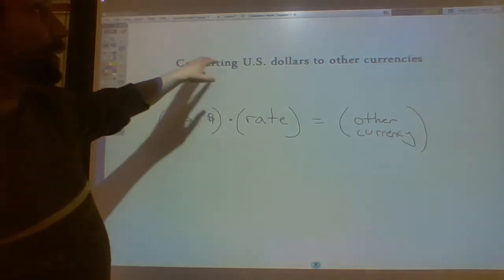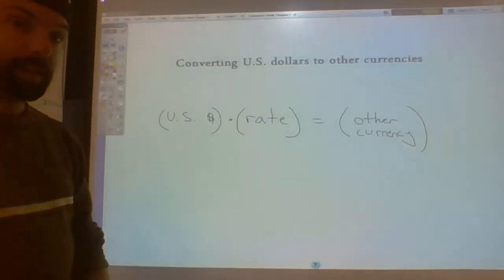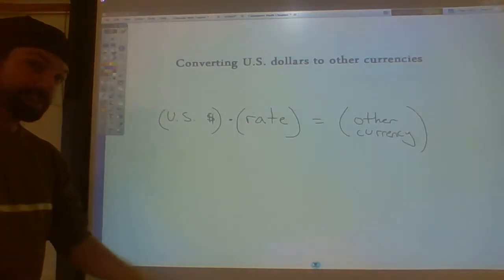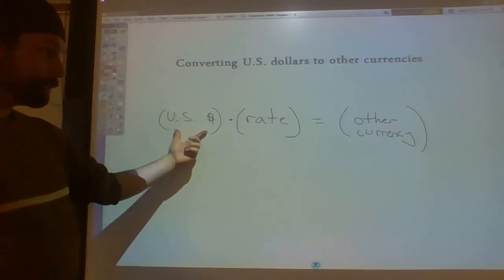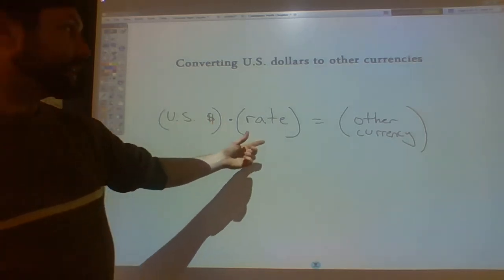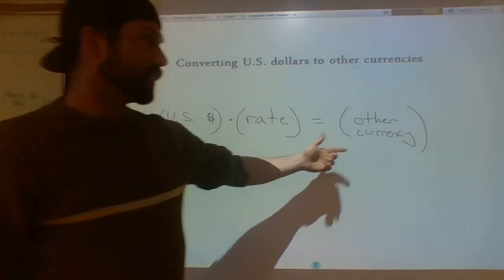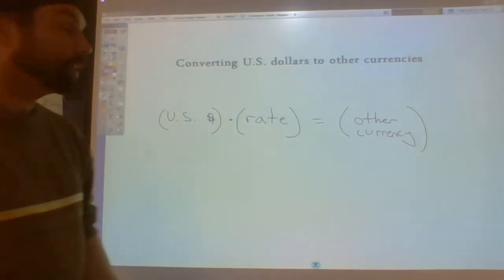Part one, we're going to convert US dollars to other currencies, and we have a simple formula type equation to work with. If you have a certain amount of American dollars, we're going to multiply it by whatever our exchange rate is, and it's going to tell you how much you get in the other currency. Pretty straightforward.